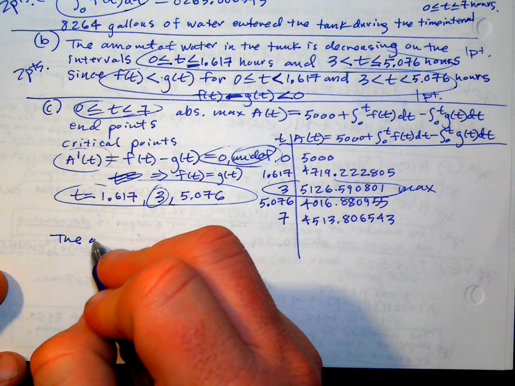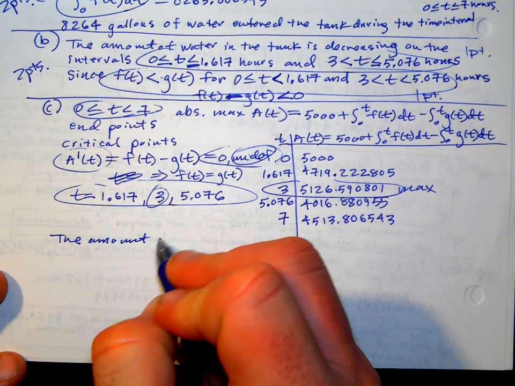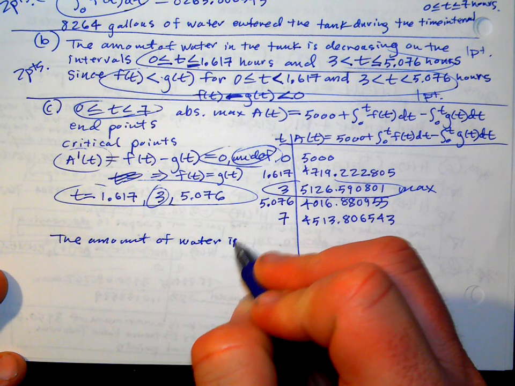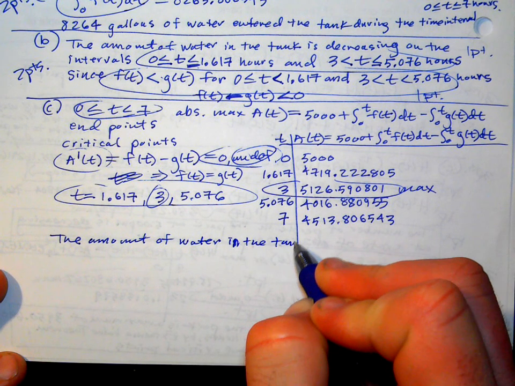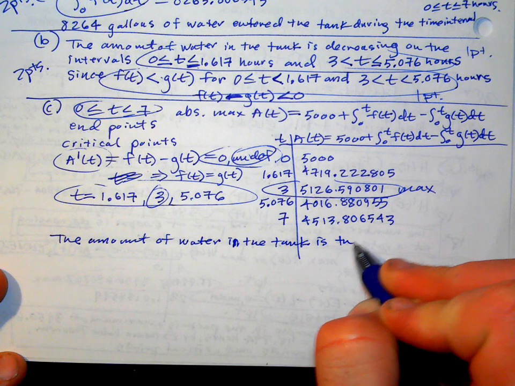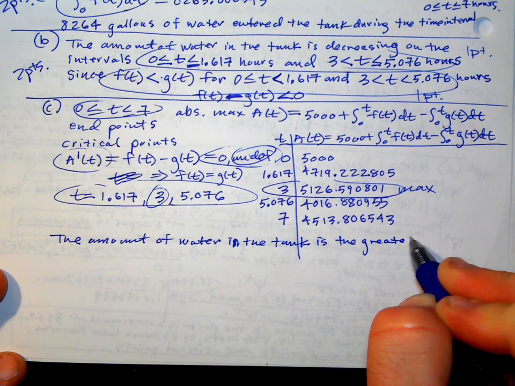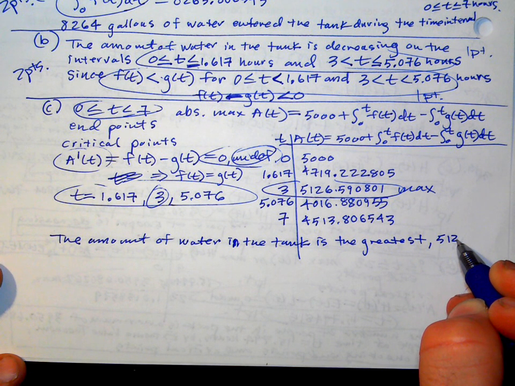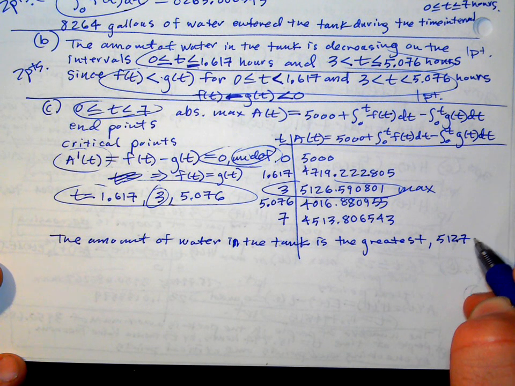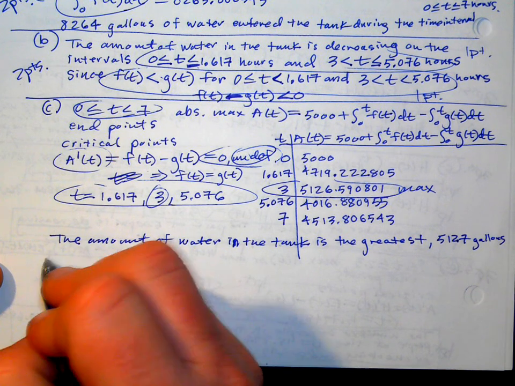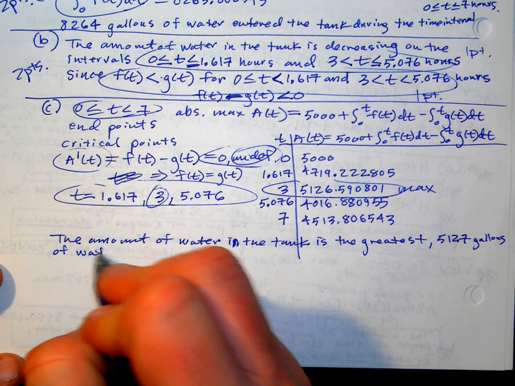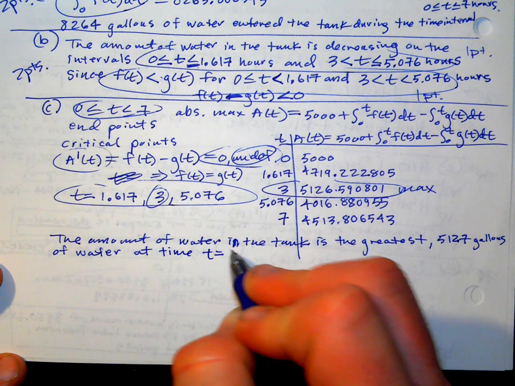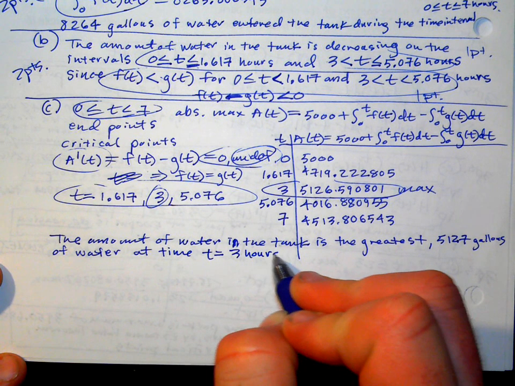The amount of water in the tank is the greatest, 5120, and I think they said round to the nearest gallon, 5127 gallons of water at time t equals 3 hours. Okay, so that's the answer.